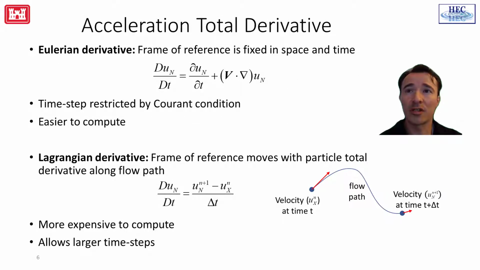HEC-RAS has two solvers for the shallow water equations: Eulerian and Eulerian-Lagrangian. They differ in how they treat the acceleration terms. In the Eulerian approach, the frame of reference is fixed in space and time. It's easier to compute, but it's limited in the time step due to the Courant condition. In the Lagrangian approach to the acceleration terms, the frame of reference moves along a flow path. It's more expensive to compute, but it allows for larger time steps.